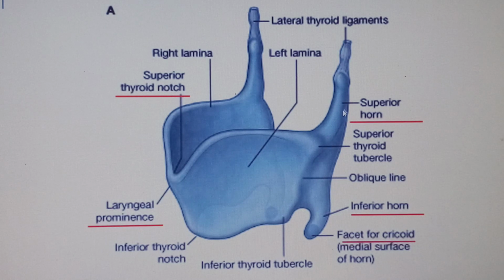But moving away from that, for the inferior horn, or inferior cornu, one important thing is that it bears a little facet for articulation. Articulation with which one? It articulates with the external aspect of the inferior portion of the cricoid cartilage. But my friends, this facet is located on the medial side, not the external aspect, of the inferior horn of the thyroid cartilage. So that is what I want you to know.